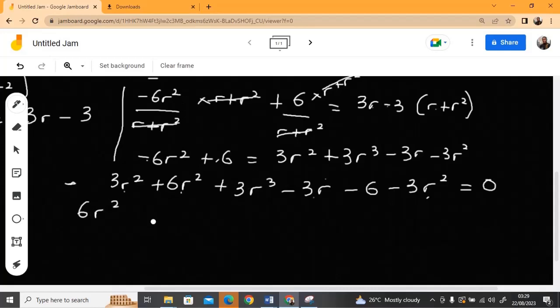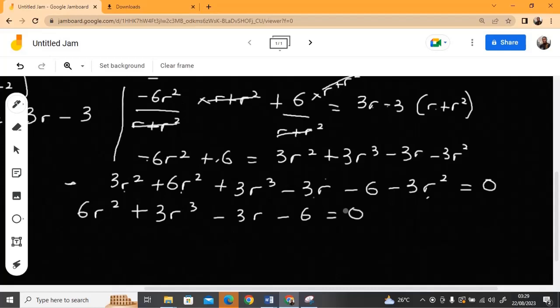Now this one is the only thing here. We have plus 3r cube, is that not so? Then we have minus 3r, minus 6 equals 0. This is how it's going now.